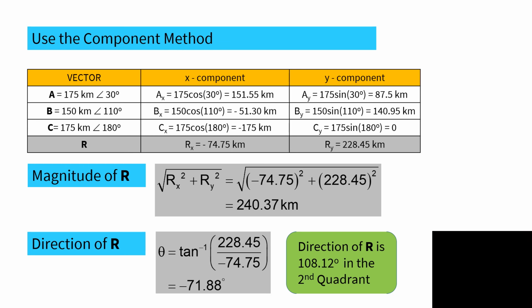So the value of the angle, which is the direction of R, must be taken from the positive x-axis, that is 180 minus 71.88 degrees, where we will get the value of 108.12 degrees in the second quadrant.